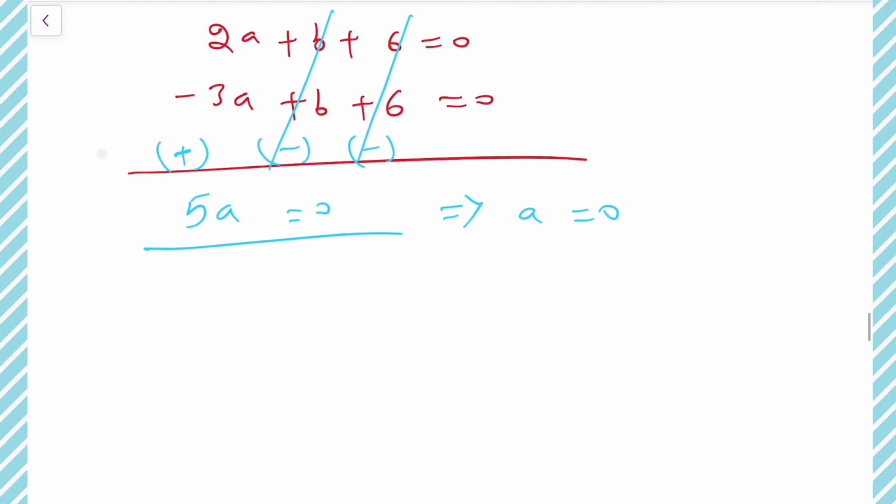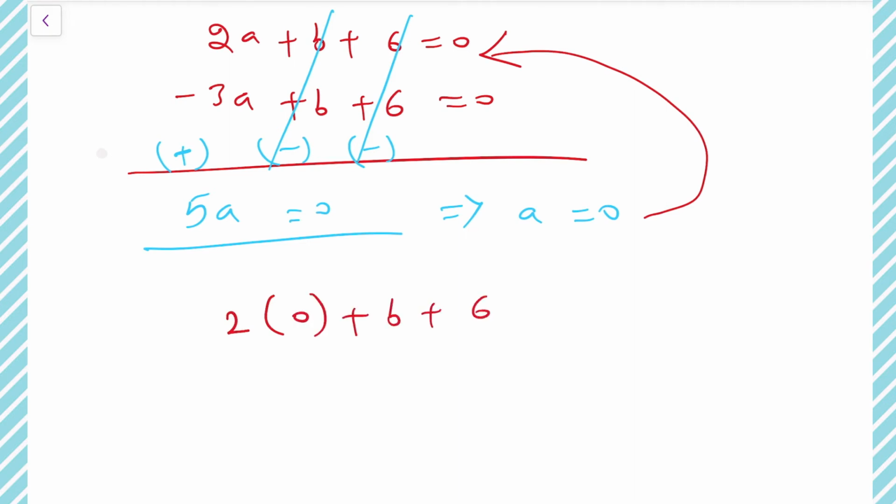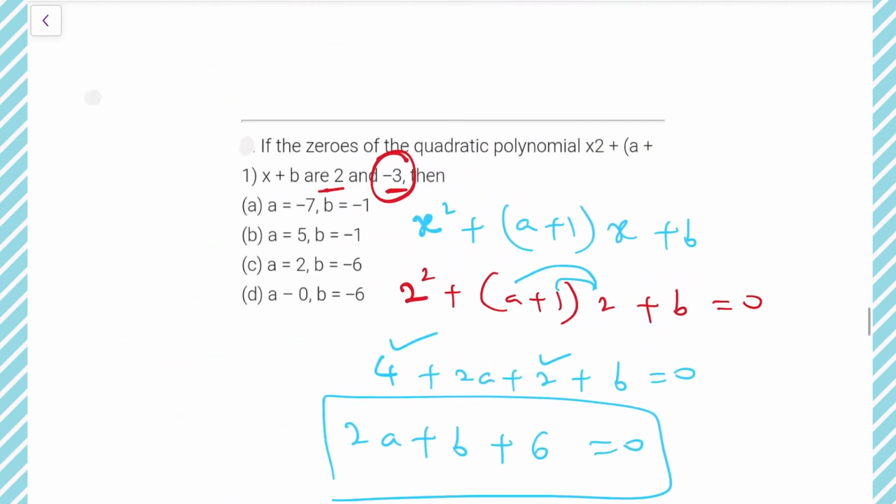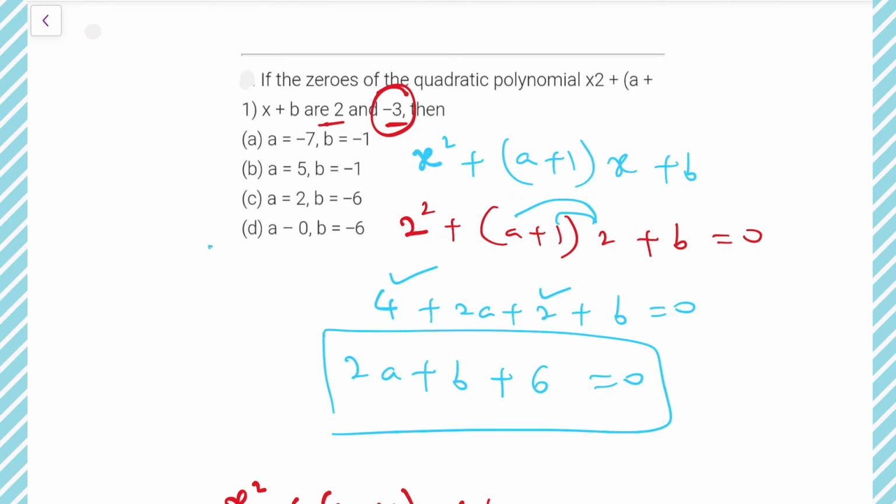Next, this a value I am going to substitute in the first equation. 2 into 0 plus b plus 6 is equal to 0. Then we remain with b is equal to 0 minus 6. If we take it to the other side, it becomes minus 6. So b is equal to minus 6. A value 0, b value minus 6. Answer D.